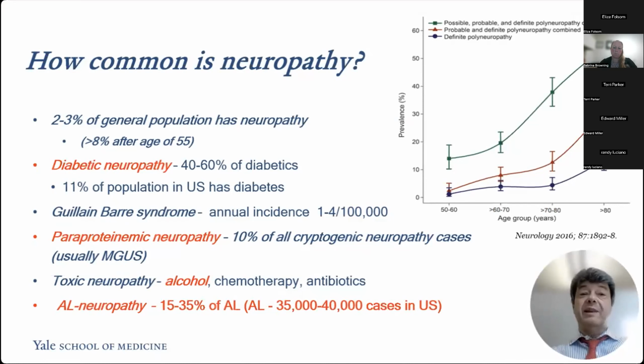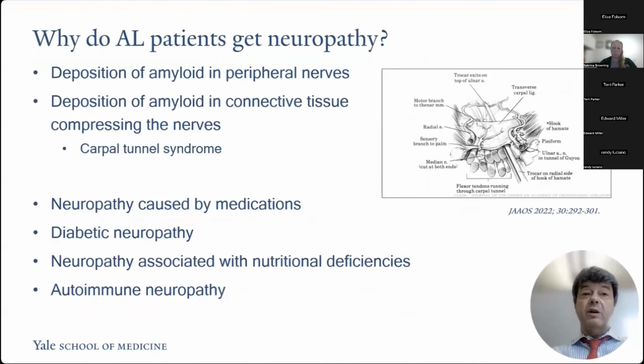In patients with light chain amyloidosis, it has been estimated that 1/3 to 1/7 of all patients with light chain amyloidosis will have peripheral neuropathy. So why do patients with light chain amyloidosis get neuropathy? Neuropathy may develop as a result of deposition of amyloid in peripheral nerves.